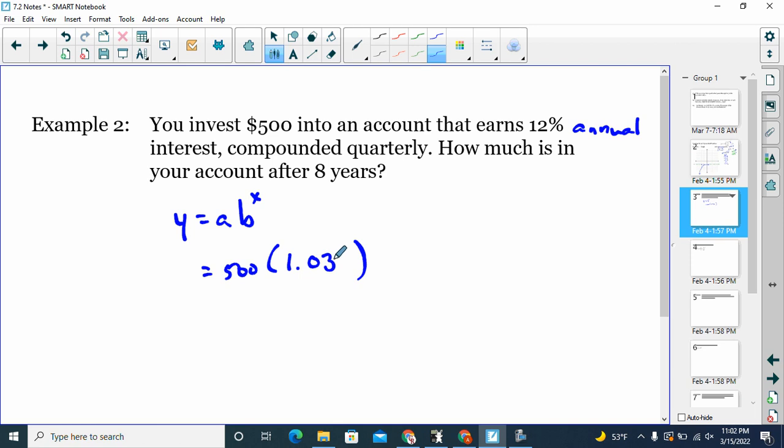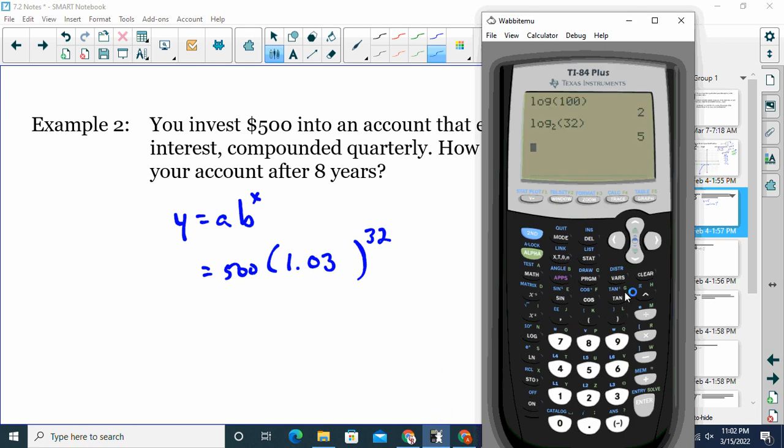Make sure you write it as a decimal, 1.03. And our exponent should be the number of times that we add 3%. So if it compounds quarterly, that means 4 times per year we're getting interest times 8 years. So it has compounded 32 times. Again, that came from 8 times 4. So we can use the calculator here, 500 times 1.03 to the 32nd power. Probably should round to the nearest cent, $1,287.54.